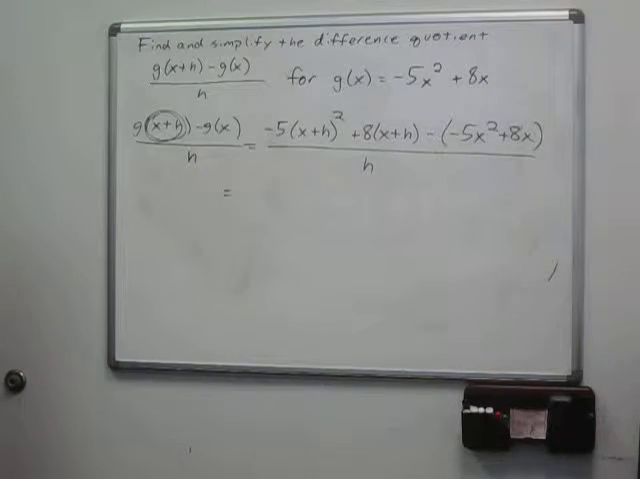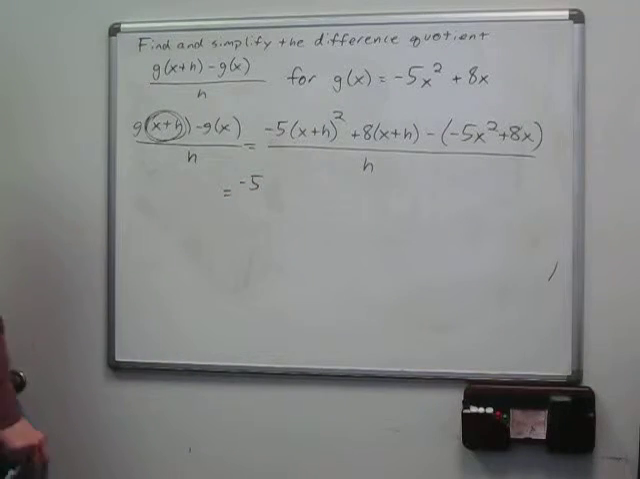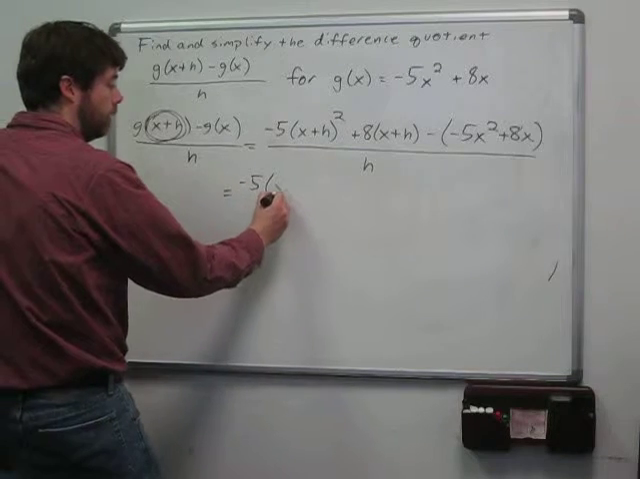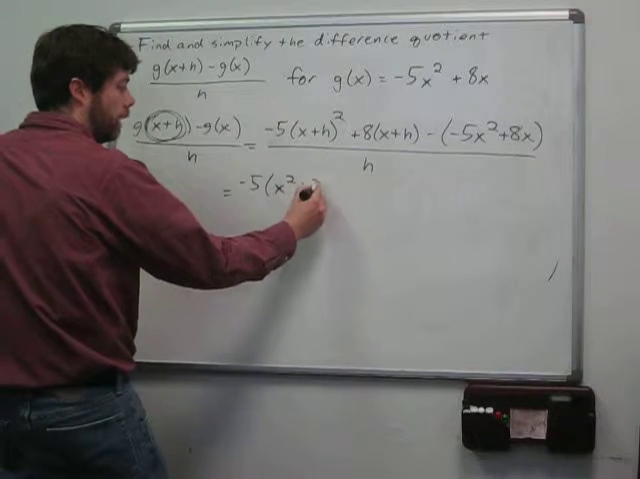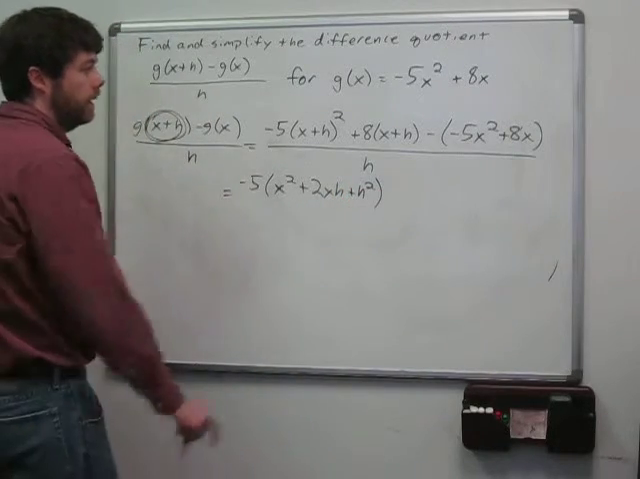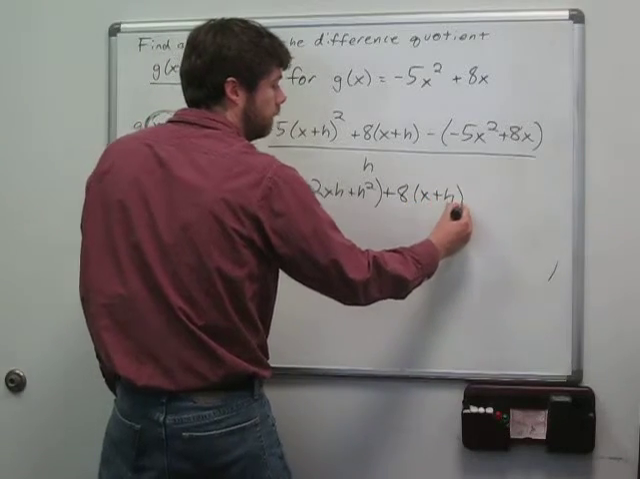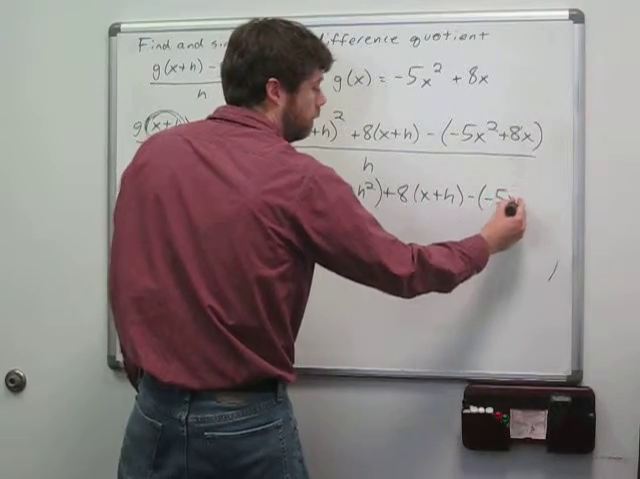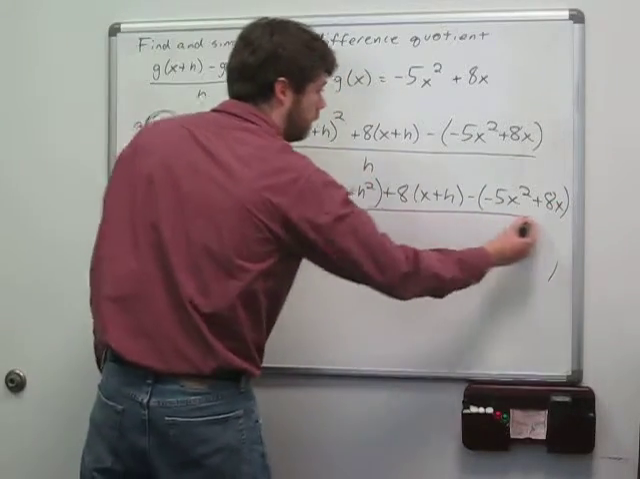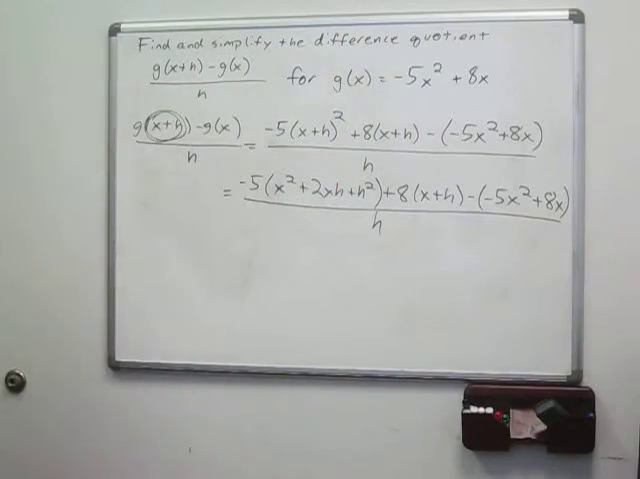of the denominator. So as a first step, and I'm going to be deliberate, I'm just going to expand the x plus h squared, and that is x squared plus 2xh plus h squared. And then I'm just going to copy the rest of the numerator. And again, that whole numerator is divided by h.